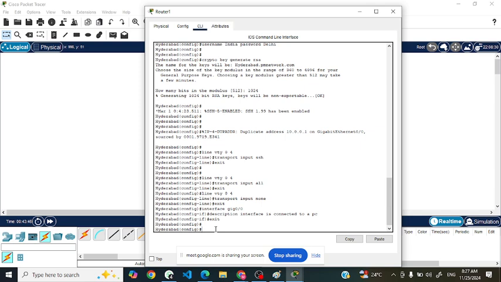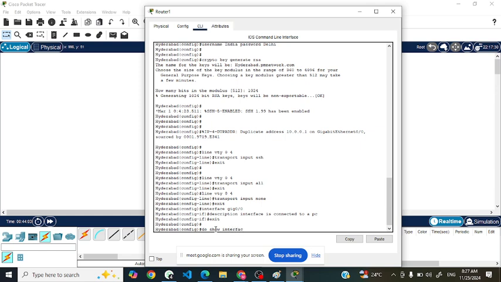Why am I giving this command? The description says the interface is connected to a PC. It will be a good reference for others when they try to know what this port is connected to. This will give the description.